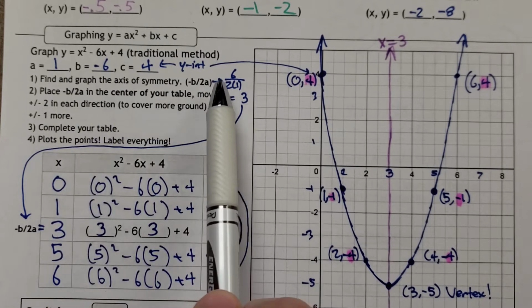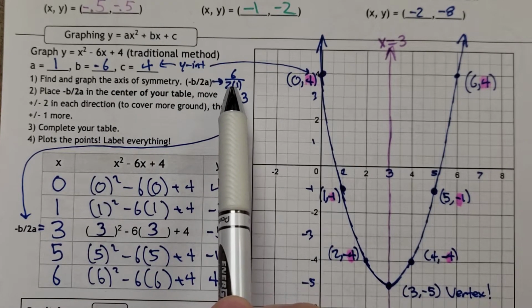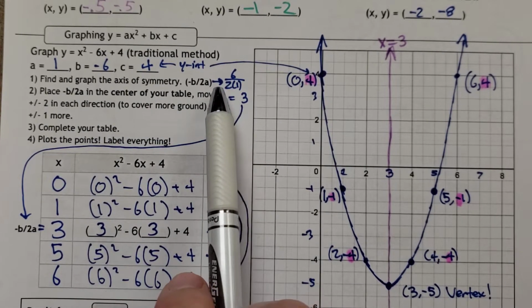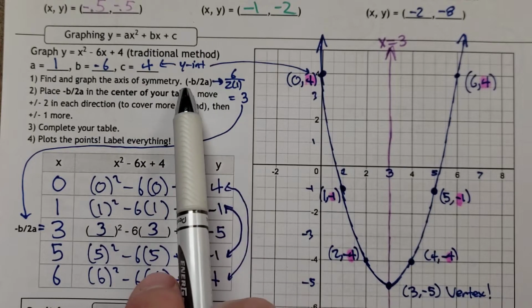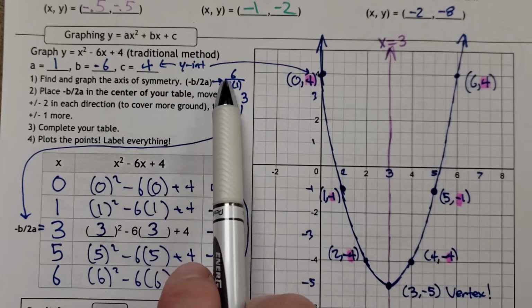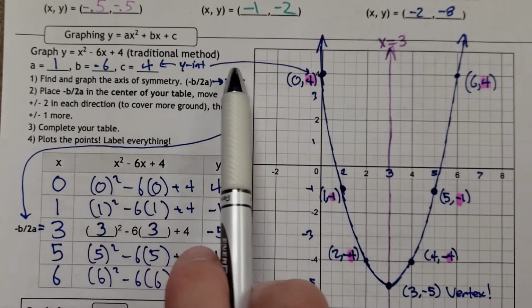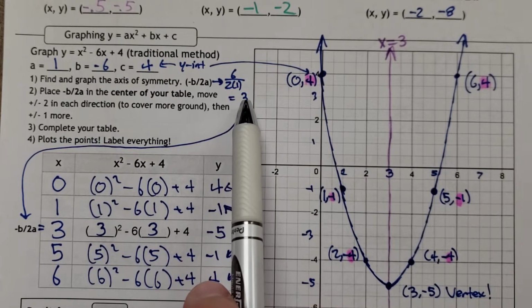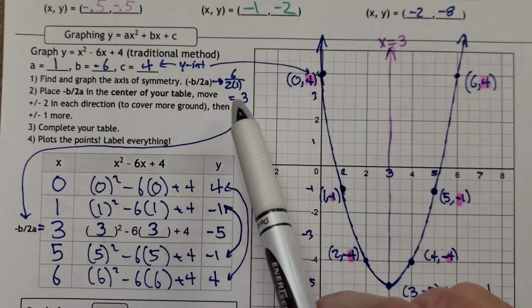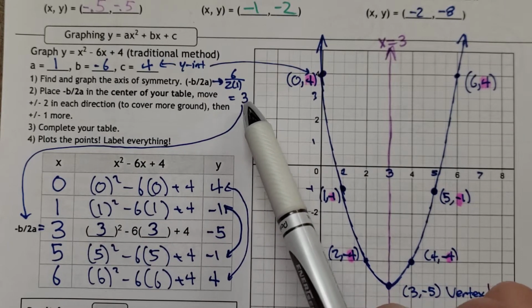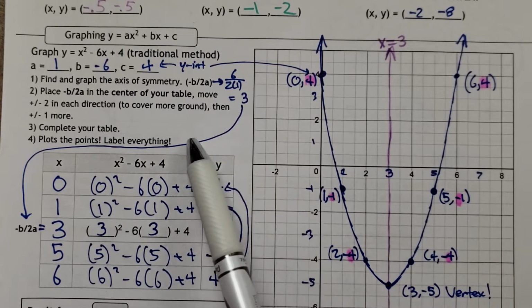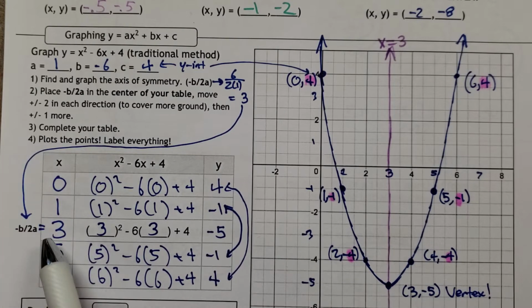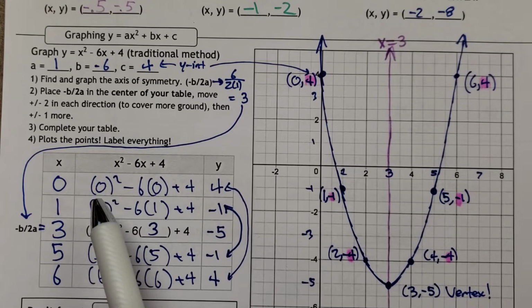You start with the vertex finder, because remember the vertex is probably one of the most important coordinate points on a parabola. In this case, it's negative b over 2a, so it'd be a negative 6, which is 6 over 2 times 1. 6 over 2 times 1 is 3. So what you do with that 3 is, if you remember, since the vertex is in the middle, you can put that 3 in the middle of your table. And then you basically just fill out the table like you normally would.